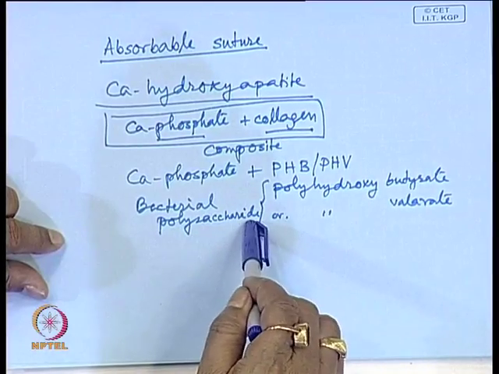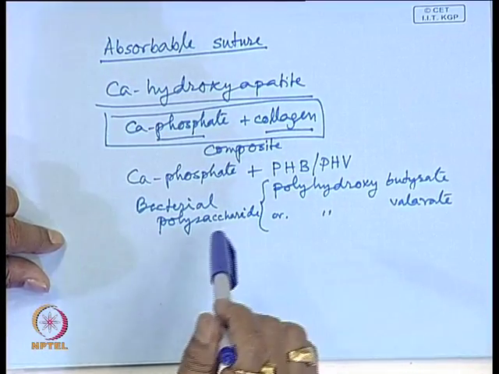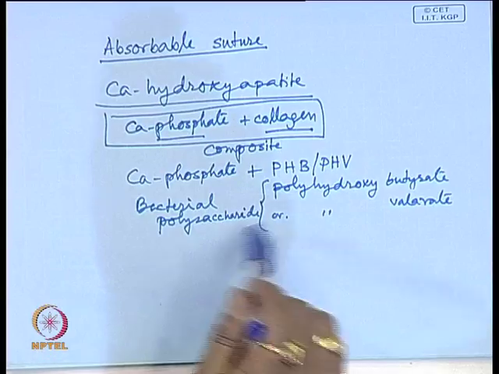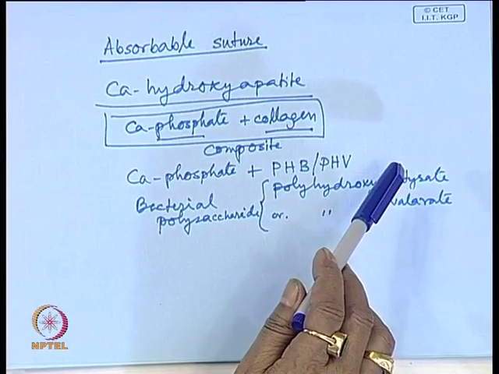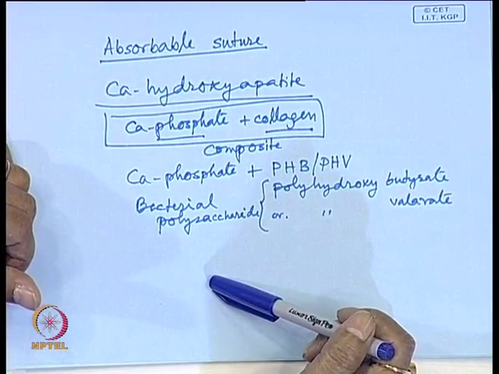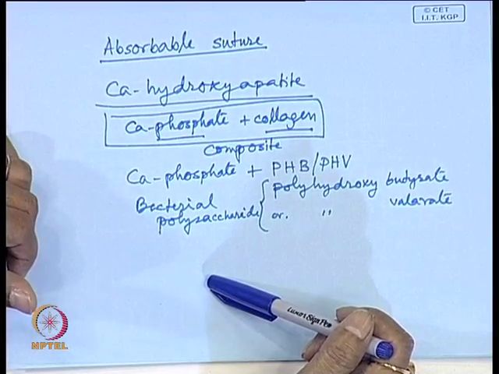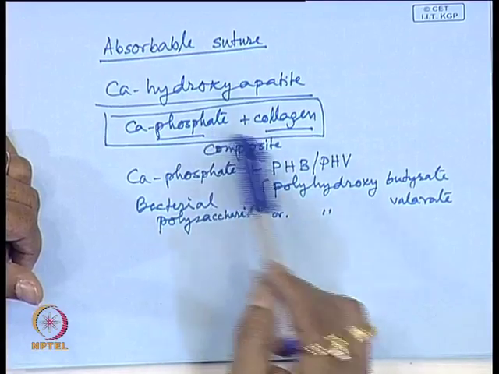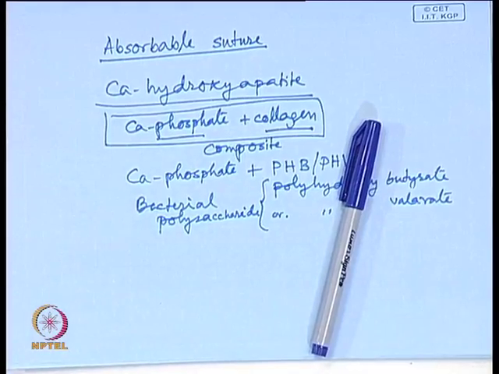So, what will happen? These polysaccharides or collagen or other biodegradable polymers, say polylactic acid, polyglycolic acid, polylactic co-glycolic acid copolymer. Now, these biodegradable polymers with calcium phosphate or bioactive materials or calcium hydroxyapatite will form a composite that can be used for replacement of bone.